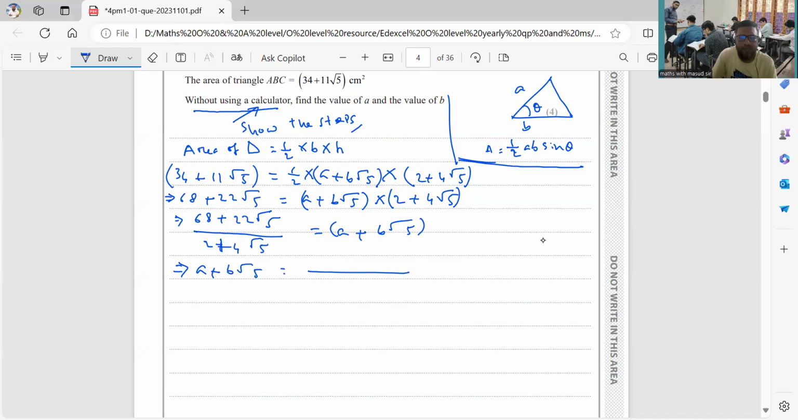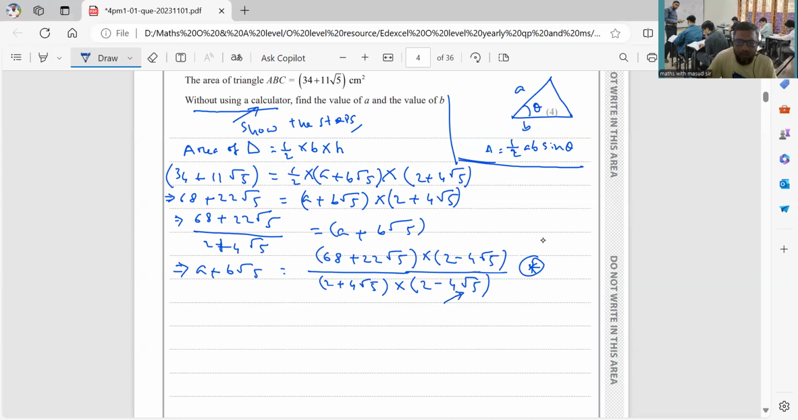So in the denominator we have 2 plus 4 root 5, and you have to multiply the surd with the opposite sign. That means the plus given, you have to multiply with a minus sign. So 2 minus 4 root 5. And the same number you have to multiply in the numerator. So 68 plus 22 root 5 multiplied by 2 minus 4 root 5. Okay, so this is the method step, remember. And that is called the conjugate surd.